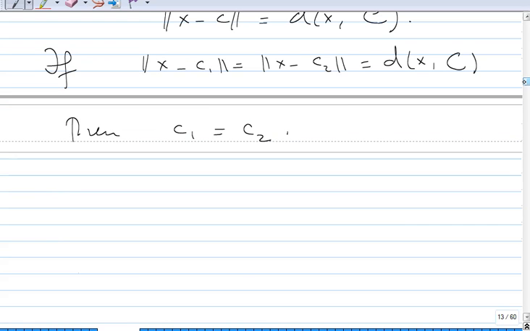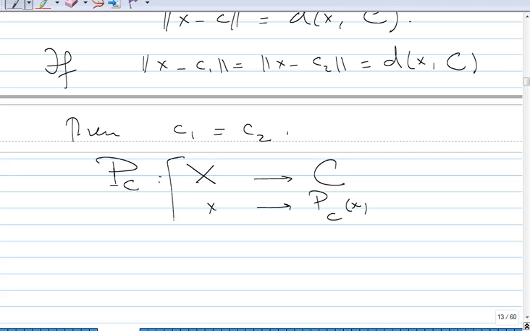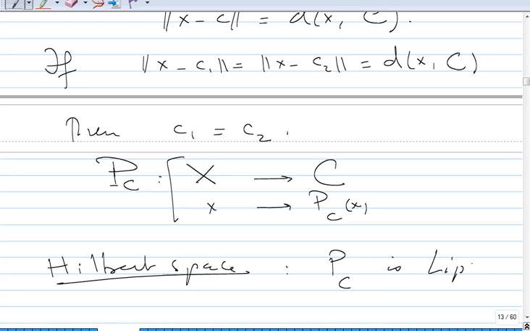Okay. Then in this case, we have proved that there is this map from X into C such that you have the best approximant. This best approximant map in fact is continuous, but it doesn't have nice properties. Only in the Hilbert space, if you look at it, that PC is what we call non-expansive. It has Lipschitz constant 1. Okay, it is Lipschitzian with constant 1.